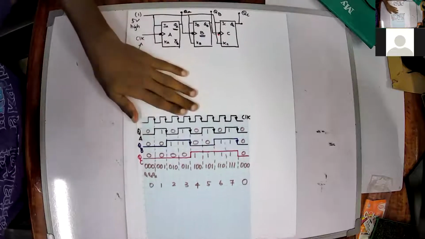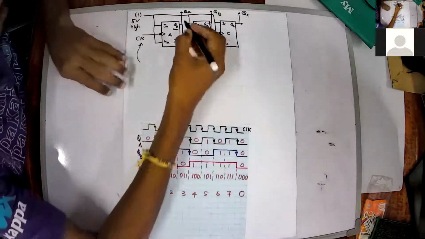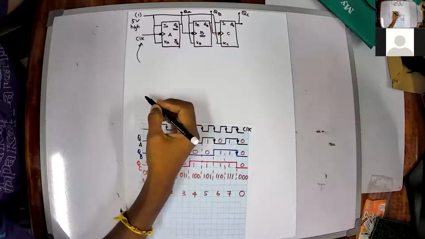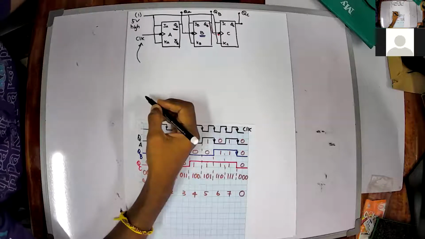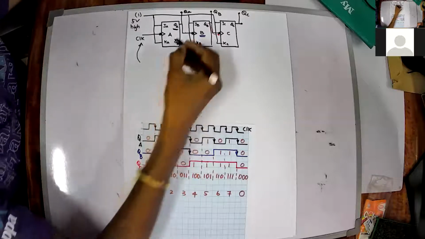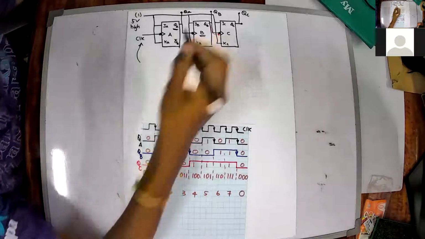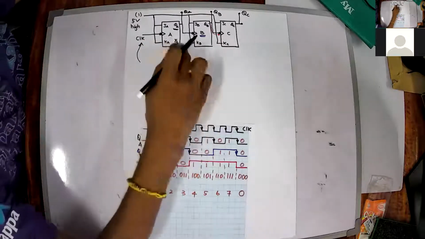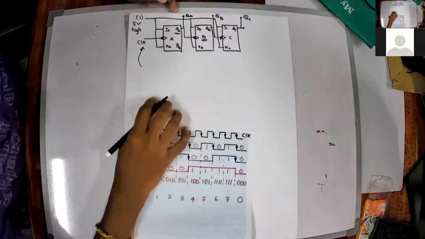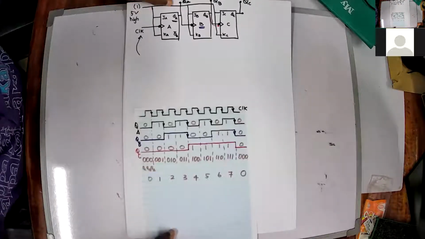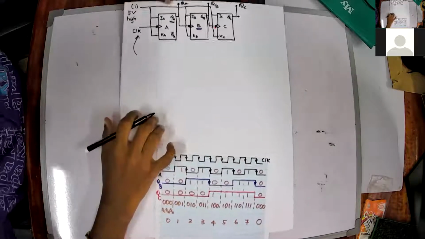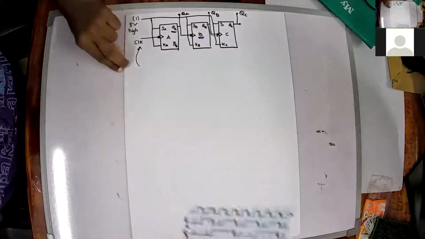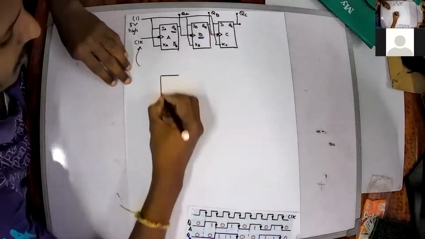A down counter is nothing but, here I have connected QA to the clock. Now what we can do is simply connect QA bar to the clock. The down counter means I can simply connect QA bar to the clock. I'll draw the circuit now. But again, J and K should be connected to high, because the counter operation requires the toggling of the flip-flops. So, let me draw the circuit diagram.